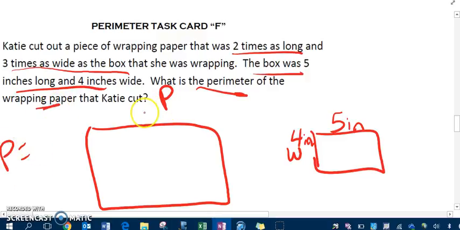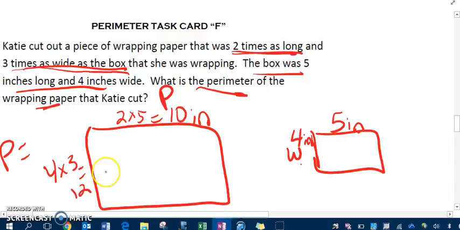So here's her paper. It's 2 times as long. Well, if it was 5 inches long, 2 times 5 equals 10 inches. It's 3 times as wide as the box, so 4 times 3 would be 12. So we know that this is 10 by 12 by 10. Oops, I made a mistake there. Let me erase those. Getting a little bit confused. So this side is 10 and this side is 12.